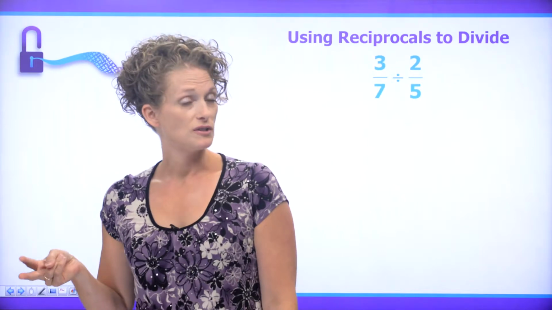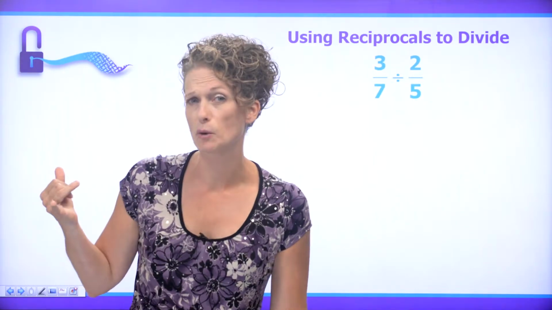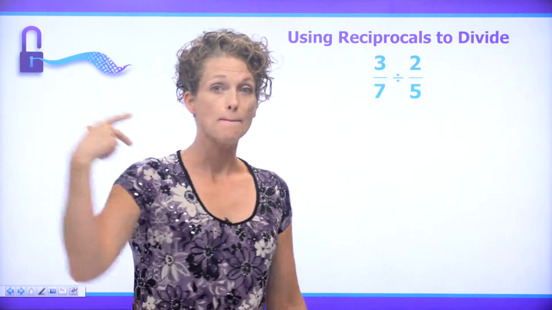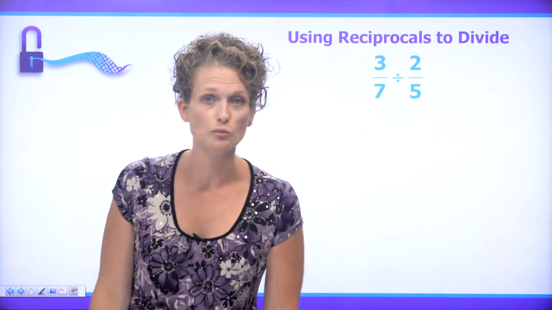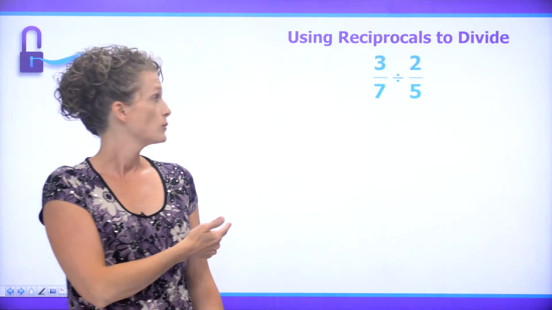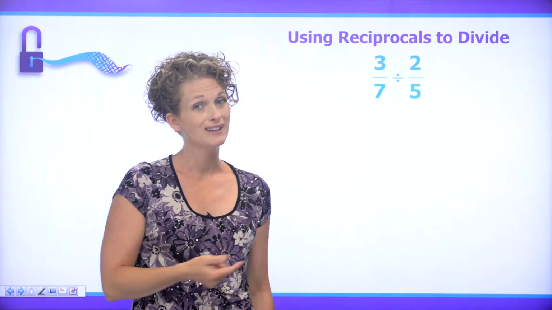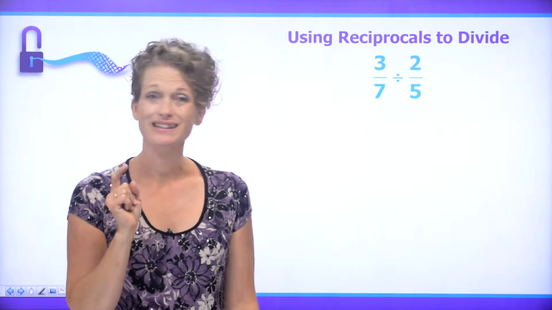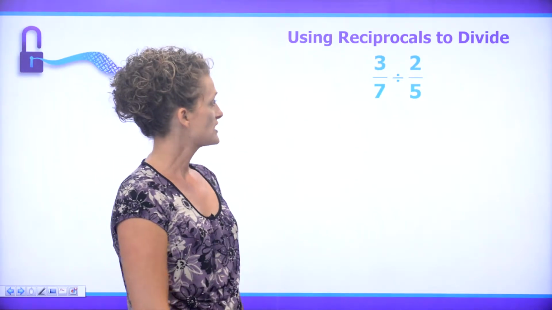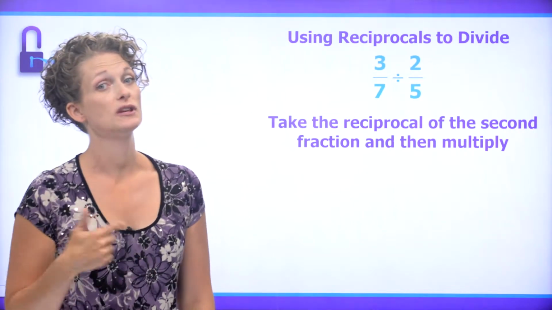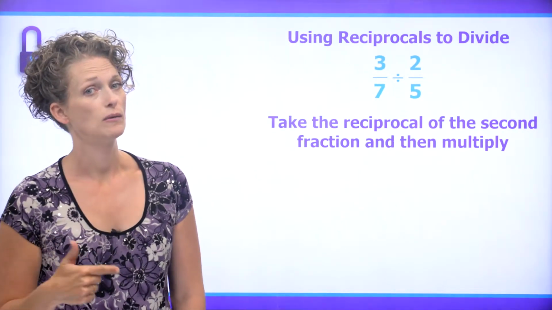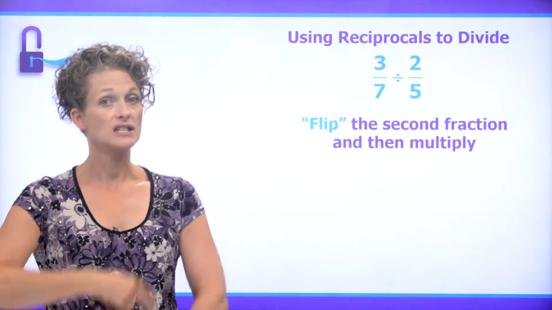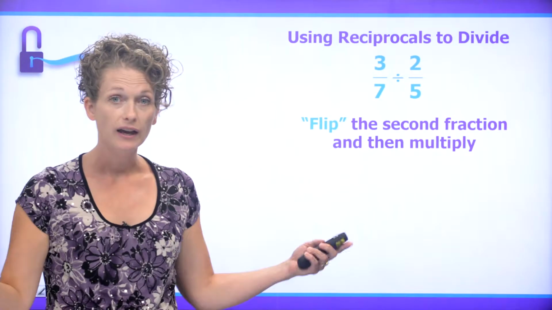So using reciprocals to divide. Remember in the lesson about multiplying fractions where we just multiplied straight across? It was so super easy. Well, when we use reciprocals to divide, there's only one step more, and then it's just as simple. So the first thing we have to do is take the reciprocal of the second fraction and then multiply. Well, what does that mean? That means flip the second fraction and go ahead and multiply.